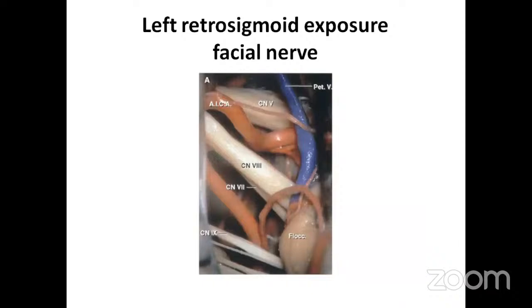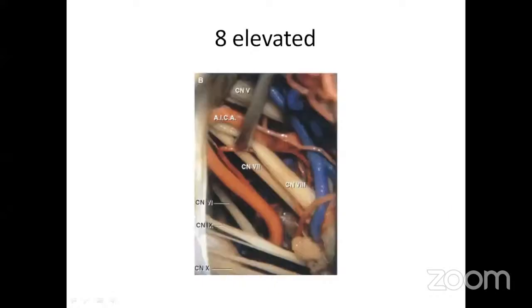This is a left retrosigmoid exposure. Here we can see the facial nerve. The facial nerve is slightly below and anterior to the 8th nerve at the junction with the brain stem. In this diagram, the 8th cranial nerve has been elevated along with the flocculus to improve the view of 7th cranial nerve.